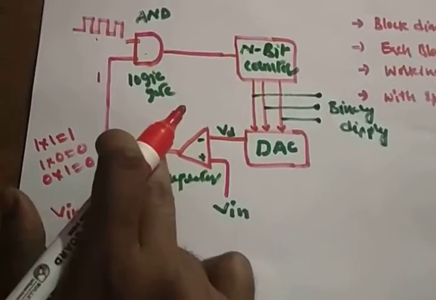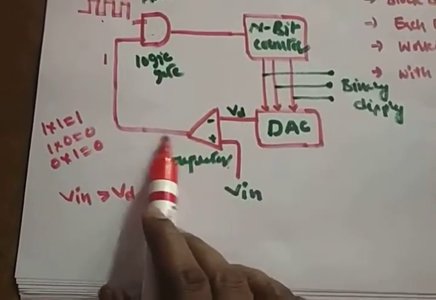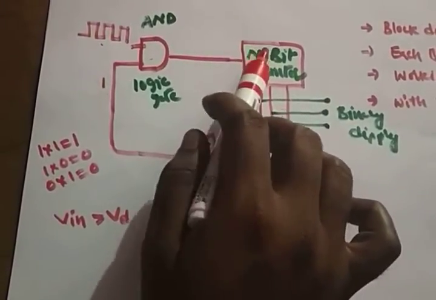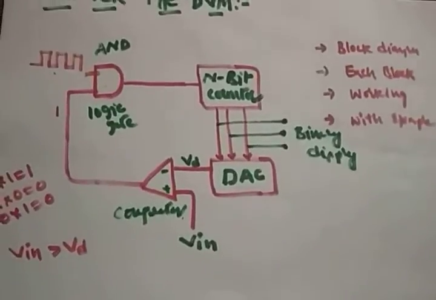When the comparator gives a set signal, when Vin is greater than VD, the comparator will set the signal. So both the inputs are high, it generates the clock pulses, and the counter will count the clock pulses. That's it. Now I am taking an example.